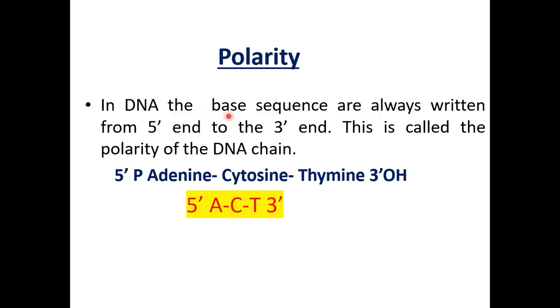Coming to the polarity. In DNA, the base sequence is always written from 5 prime to 3 prime end. This is called the polarity of the DNA. That means if on the 5 prime end, the nitrogen bases are adenine, cytosine and thymine, then it is always written as ACT and not as TCA. Okay, so this is known as the polarity of DNA. It is always written from 5 to 3 end.